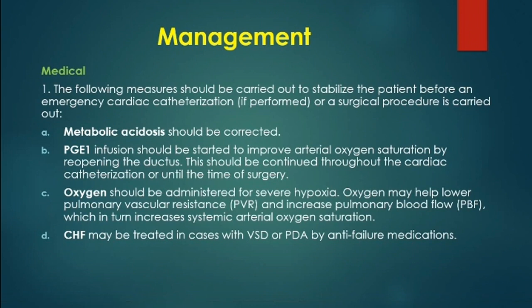We should administer oxygen once prostaglandin E1 is started to decrease pulmonary vascular resistance and allow increased pulmonary flow and increase systemic arterial saturation. In case there is congestive heart failure in patients with VSD or large PDAs, anti-failure medications should be started.